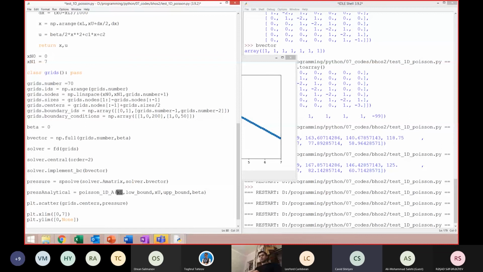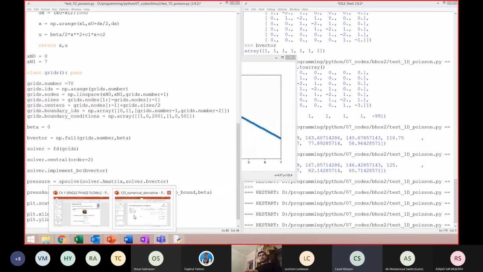Sorry for the interruption, but we have some questions in the chat box. I can't see the question. All right, so Typhoon Jamal Bailey is asking, why does the pressure decrease linearly? Okay, it's because of the analytical solution that we have. So what's the analytical solution of this equation?